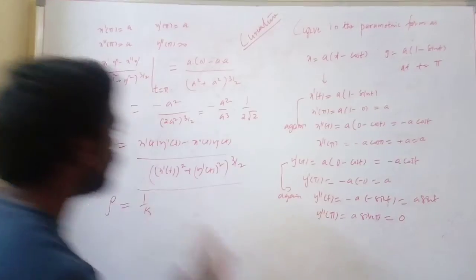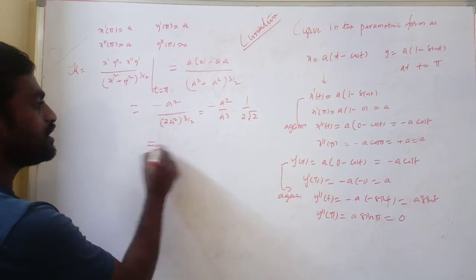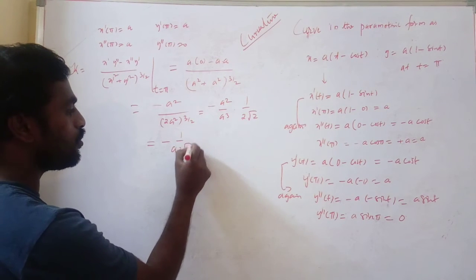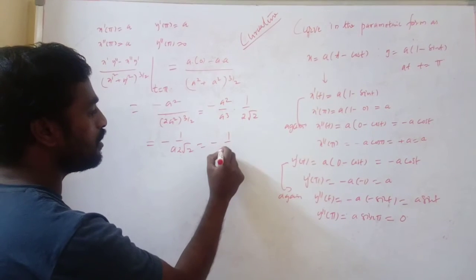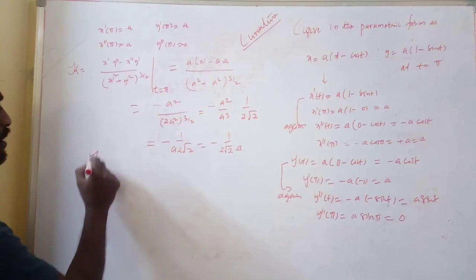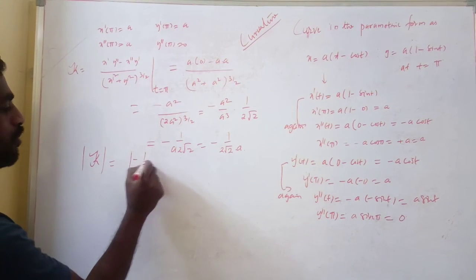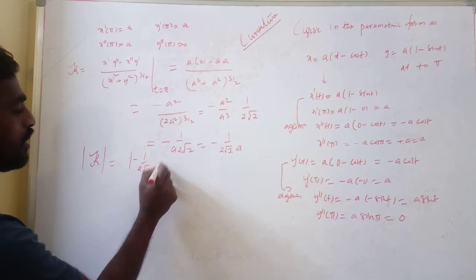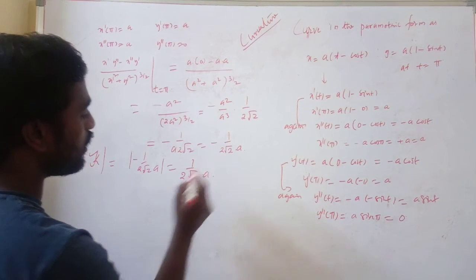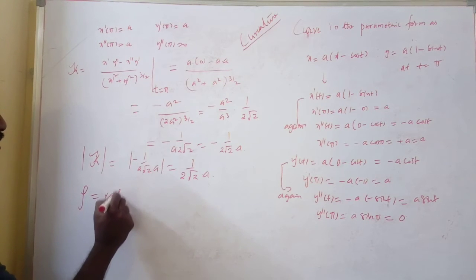After simplification, you get minus 1 by a into 2 root 2. So we can write minus 1 by 2 root 2 into a, which is the curvature. For curvature, you should take the modulus value, that is mod of minus 1 by 2 root 2 a, which is equal to 1 by 2 root 2 a. Okay, next, radius of curvature rho is equal to radius of curvature.